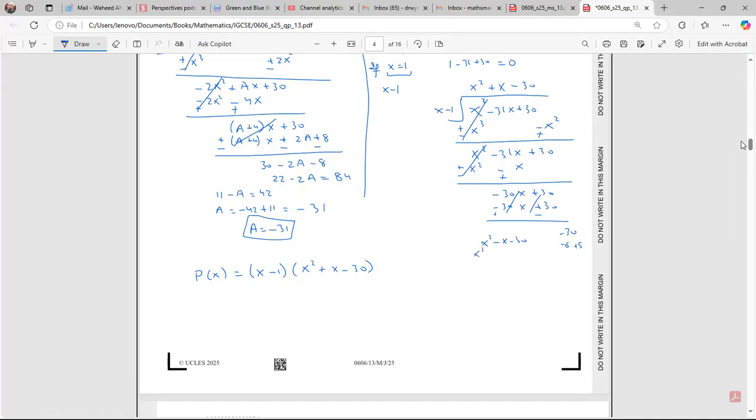Okay, so this is x squared plus 6x minus 5x minus 30. From here, I will take x common, so it's going to be x plus 6. And from here, I will take 5 common and it is x plus 6. So it is x plus 6 and x minus 5. So I have x minus 1 and x plus 6 and x minus 5. So this is my polynomial in the factored form.